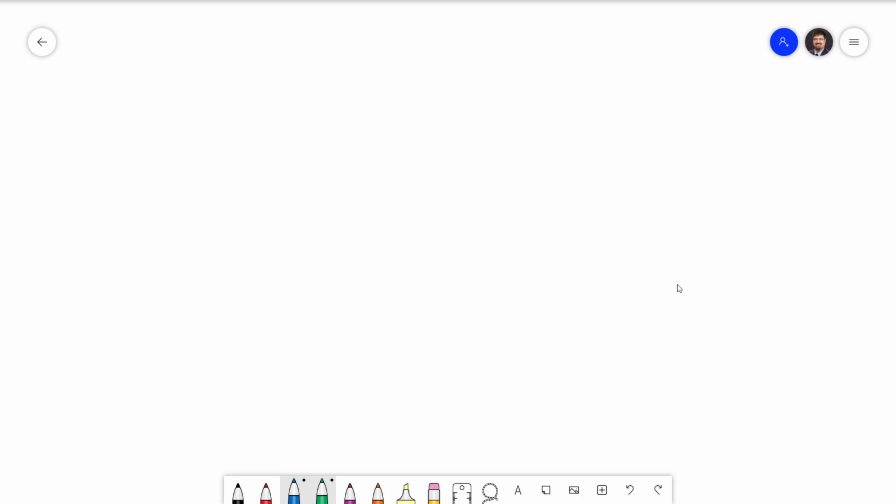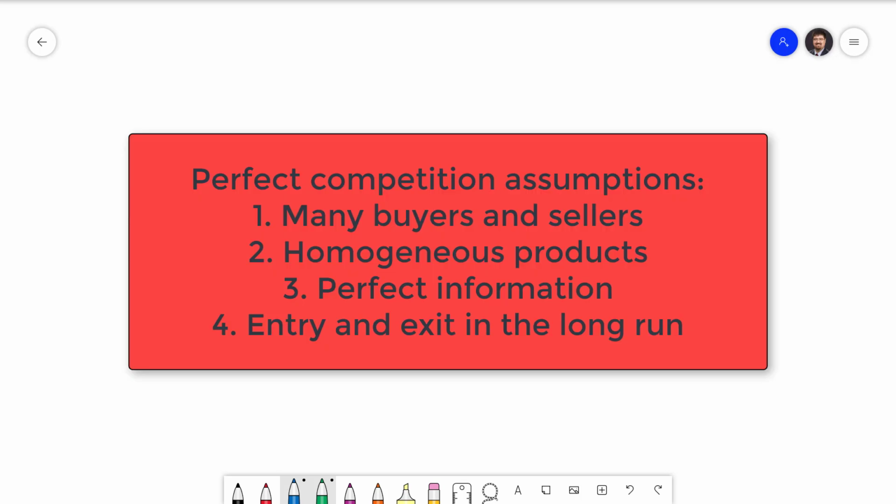There are four main assumptions for a perfectly competitive market. Number one, there are many buyers and sellers, each of which is small relative to the size of the market. Number two, each firm in the market produces identical products. We sometimes use the word homogeneous to refer to these identical products. Number three, buyers and sellers have perfect information.